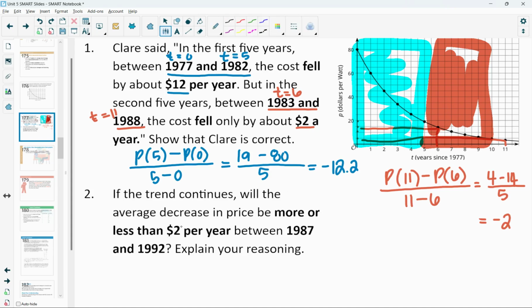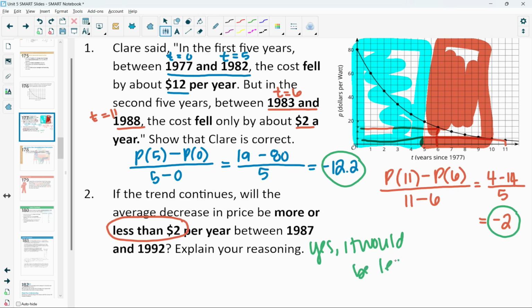And it would make sense that it would be less than 2, right, if the trend continues, because from here it was going down over $12 a year. So that was a pretty steep decrease. And then it started flattening out. Now it's only going down by $2 per year. So it would make sense that, yes, if the trend continues, it would be less than $2 per year.